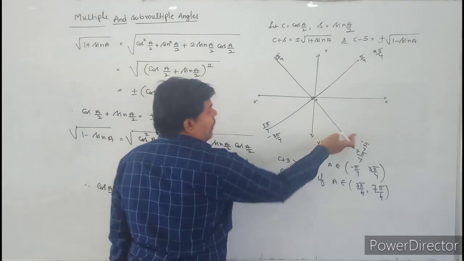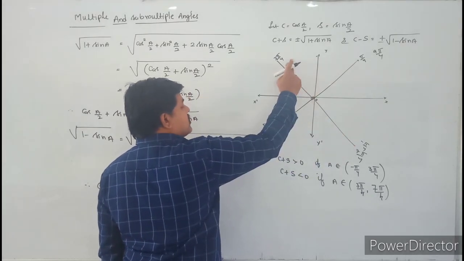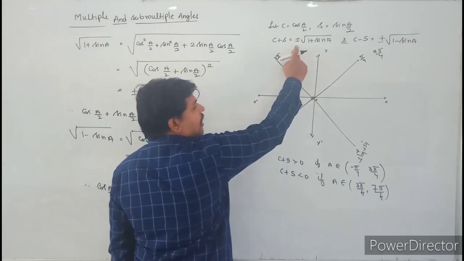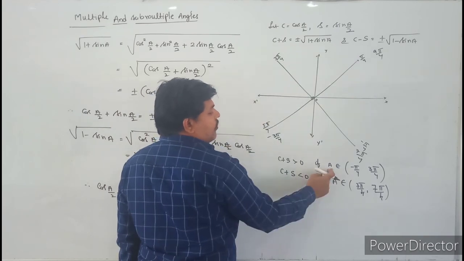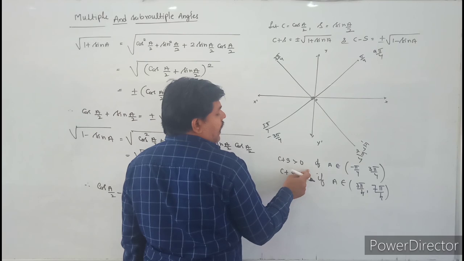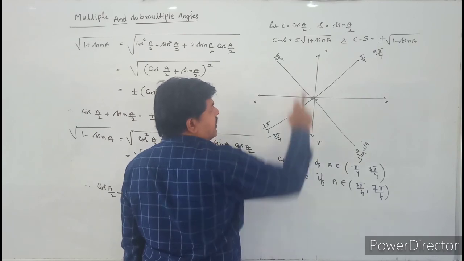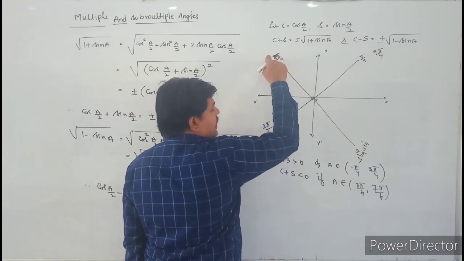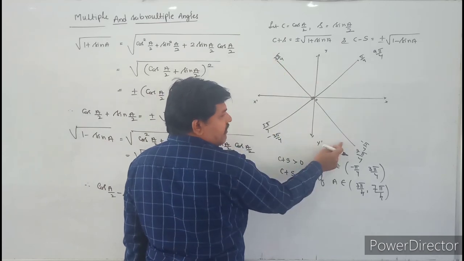See this one, students? Minus pi by 4 to 3 pi by 4, c plus s is positive. For this value you have to take the plus. If the a value belongs to this range, then the c plus s value is greater than 0. And when c plus s is negative, in that case you have to take the minus, when a belongs to 3 pi by 4 to 7 pi by 4.